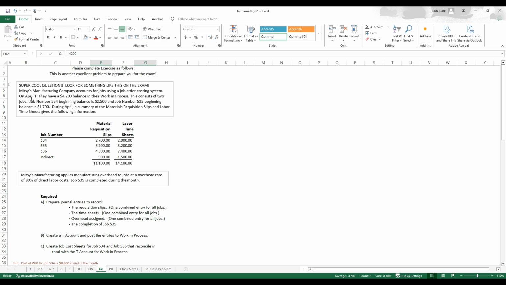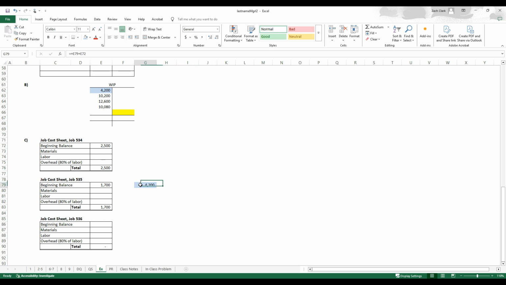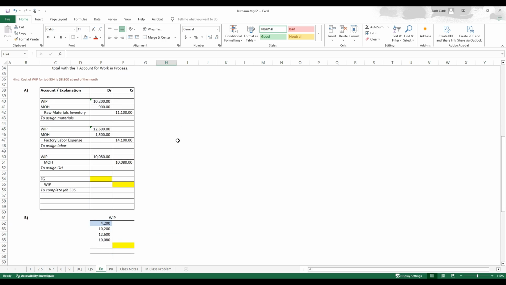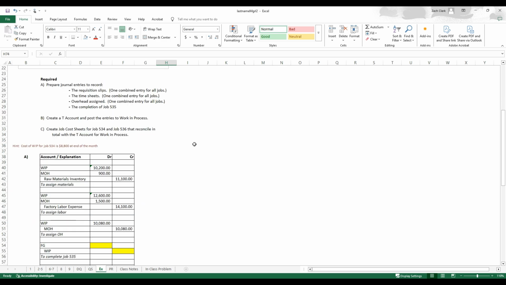$4,200 balance in the work in process on April 1st. So I just do that to show you, and keep the logic here as we go through this, about how everything's tying out with balances. Okay, so that's our beginning balance. Now we need to take a look and see how we've put these costs in. And so here's the information that we need to put costs.